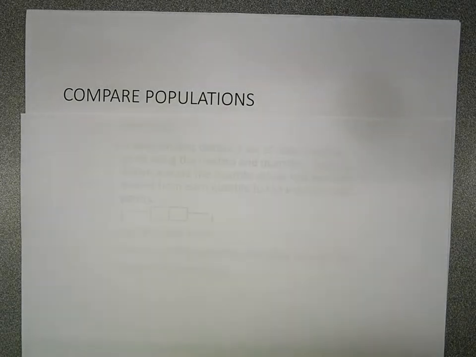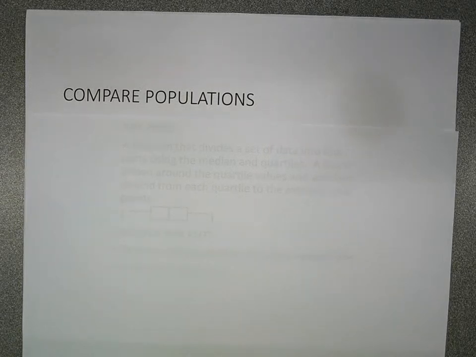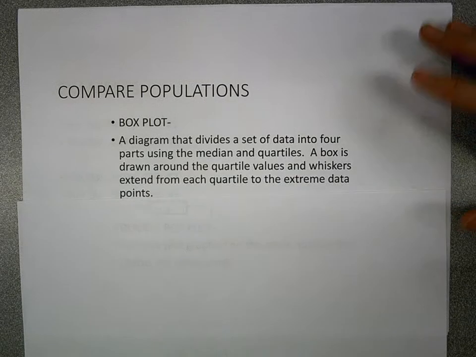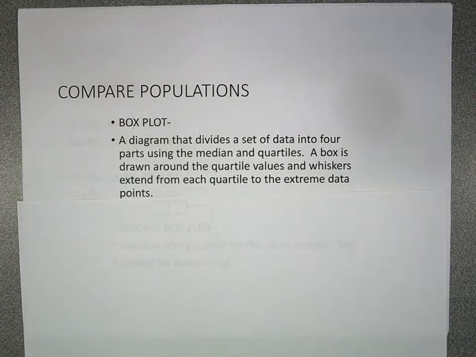So here we go. When it comes to this, we're not going to be looking at charts or tables. A majority of these are going to be graphs. Let me share with you guys what kind of graphs we're going to be seeing. The first one we're going to talk about is a box plot. Here's what the book describes a box plot as: a diagram that divides a set of data into 4 parts using median and quartile.